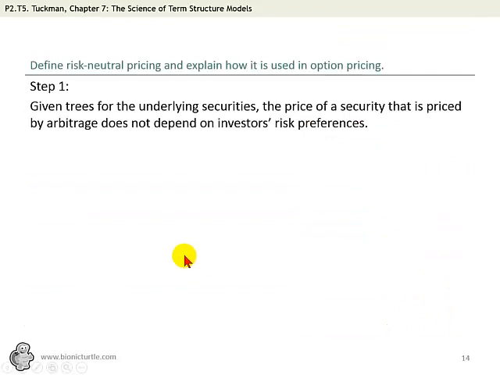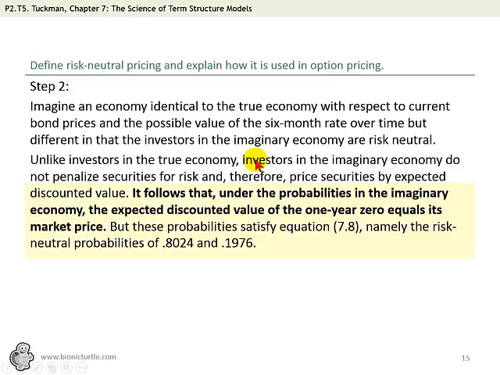And so then some slides just on the basic steps. For the text we have 4 steps for risk-neutral pricing. Step 1, given trees for the underlying securities, the price of a security is priced by arbitrage and does not depend on the investor's risk preferences. Step 2, we imagine an economy identical to the true economy with respect to current bond prices and the possible value of the 6-month rate over time, but different in that investors in the imaginary economy are risk neutral. Unlike investors in the true economy, investors in the imaginary economy do not penalize securities for risk and therefore price securities by expected discounted value. And so that's what we just did.